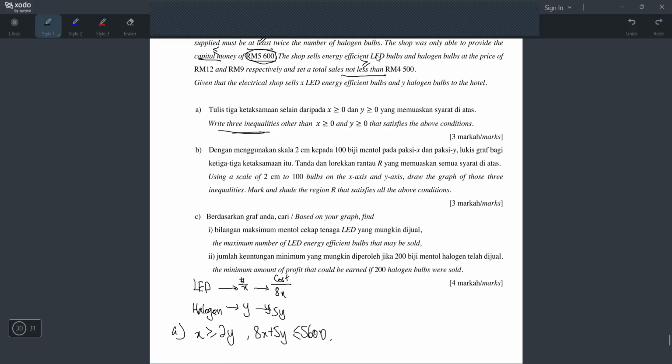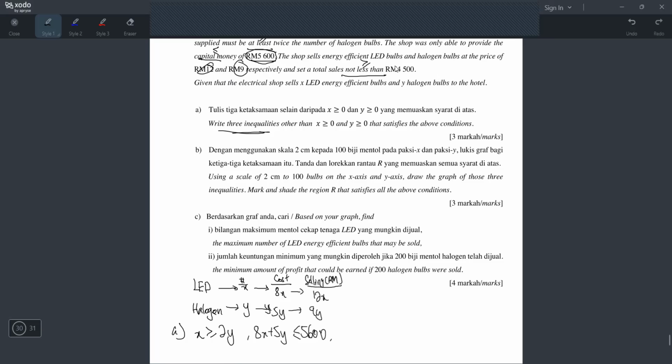The shop sells LED and halogen at the price of 12 and 9. So this is the selling price. It's different. Just now it was cost. Cost is the amount you need to make the bulb, but the price is the selling price. So I will just call it selling, to make it short. So what is the selling price of LED? 12 ringgit for one LED. So there's X amount of it, so it's 12X, and then this will be 9Y.